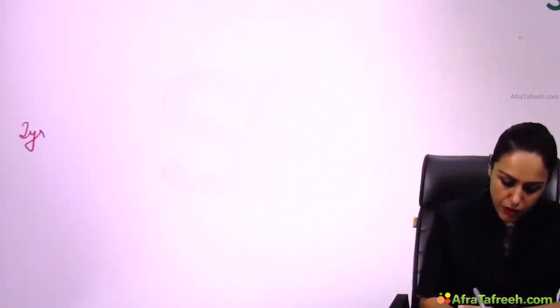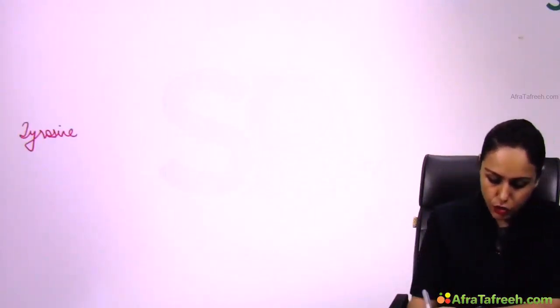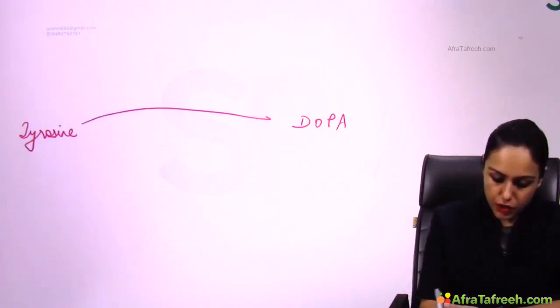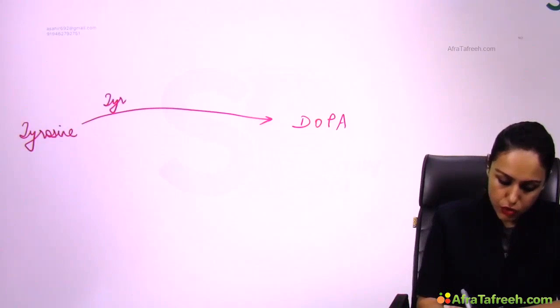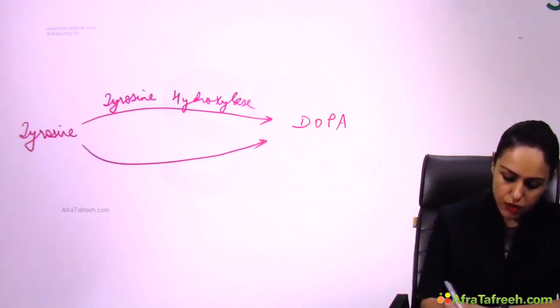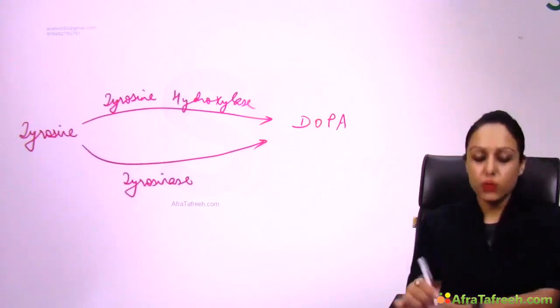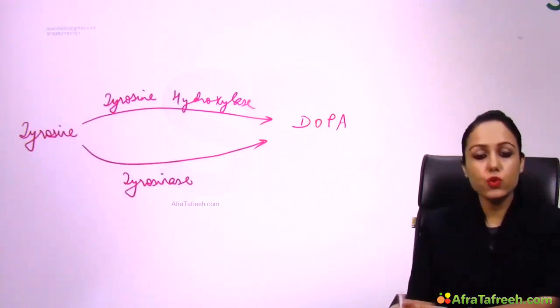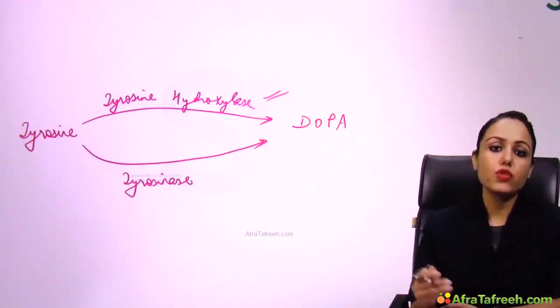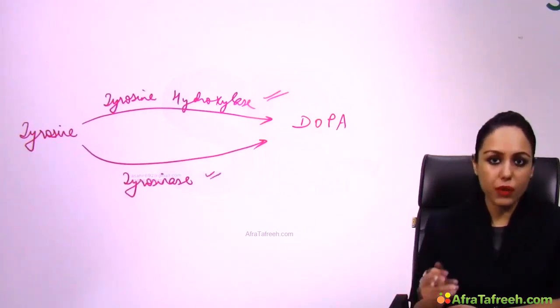Now you have seen the conversion of the amino acid tyrosine to dopa with the help of two different enzymes. Tyrosine to dopa conversion can occur with the tyrosine hydroxylase enzyme, and it can also occur with the help of the enzyme tyrosinase. When it is tyrosine hydroxylase, it is used for the synthesis of catecholamines. When it is tyrosinase, it is used in the formation of the pigment melanin.